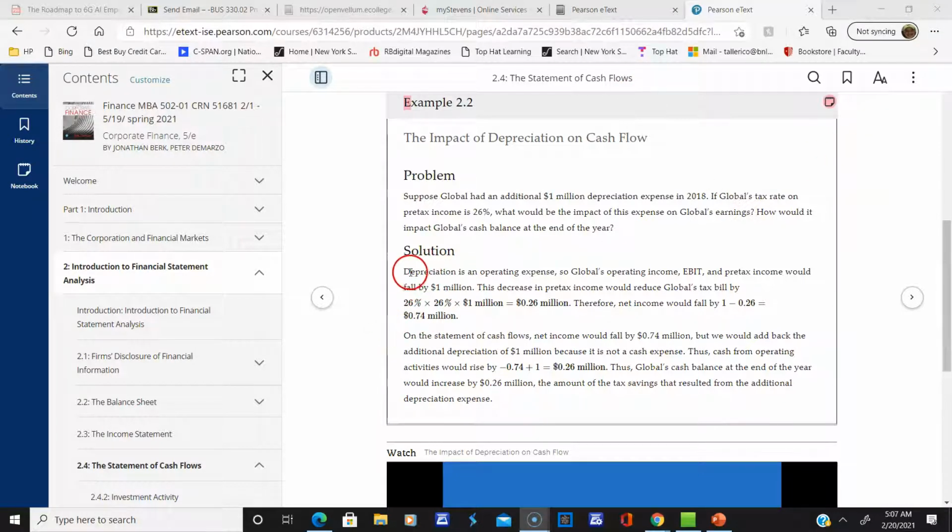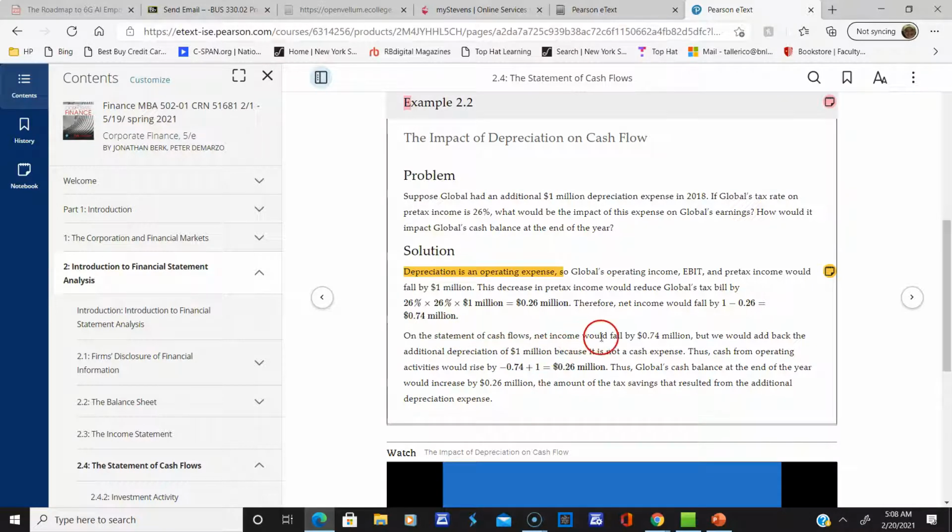So depreciation, and it's important to know, depreciation is looked at as an operating expense. Global's operating income, EBIT, and pre-tax income would fall by $1 million, right? So the decrease in pre-tax income reduces Global's tax bill by $260,000 here, right? I think there's a mistake here, right? So it says 26 by 26. It should only be one here, right? Therefore, net income would fall by $740,000.